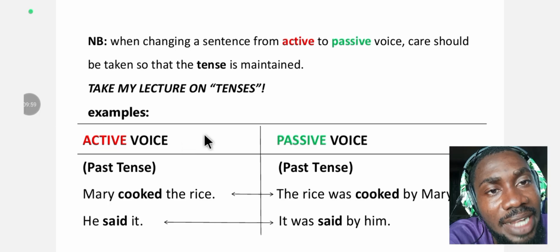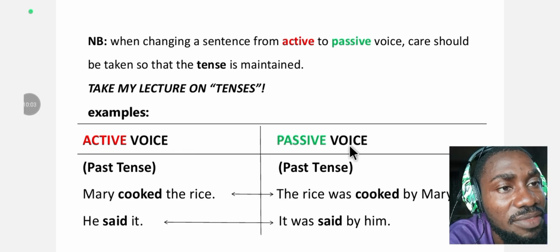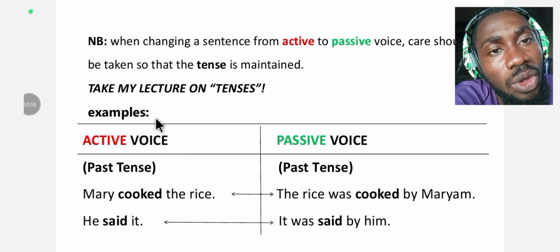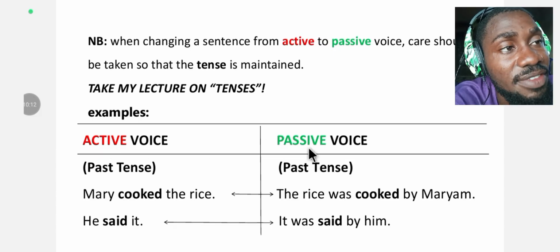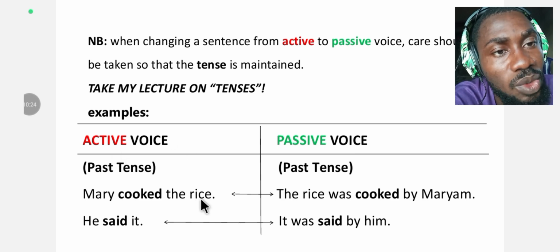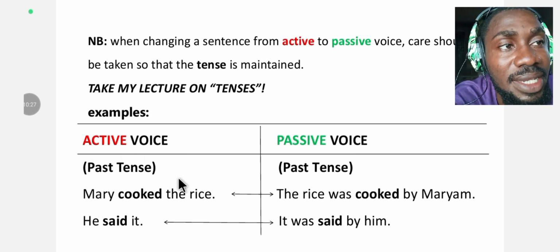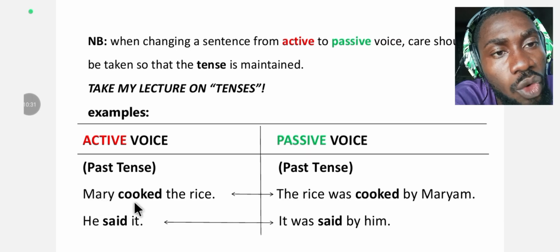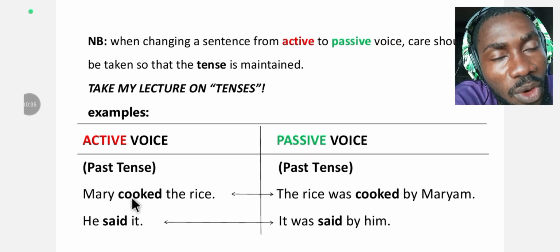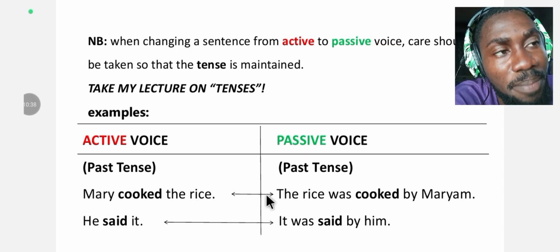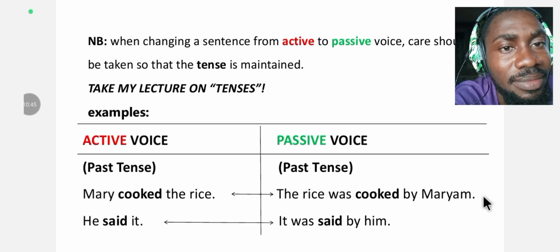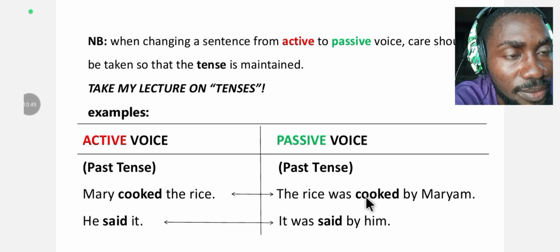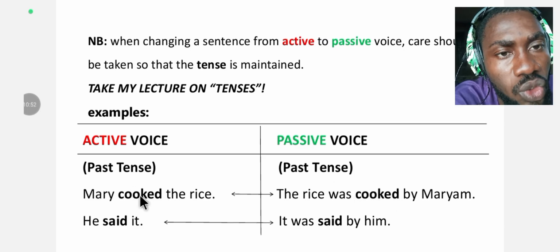For example, active voice is located on the left side of the table, while passive voice is located on the right side of the table. Remember the color codings. The color coding of active voice in this lecture is red. The color coding of passive voice in this lecture is green. On the active voice portion, we have past tense. Let's look at the example under the past tense. Remember, it says maintain the tenses. Under the past tense, Mary cooked the rice. Let's convert this active voice to passive voice. Remember, maintain the tense. Still under past tense, the rice was cooked by Miriam. What is the tense? Cooked, past tense. Tense maintained.